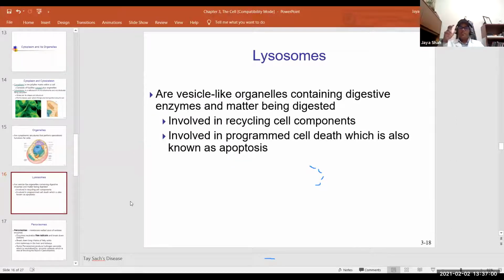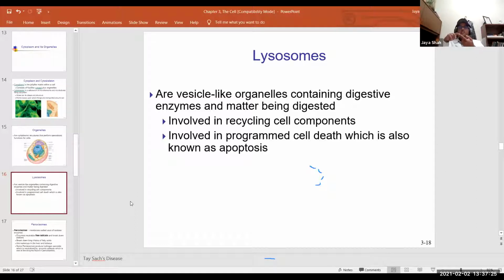And you know, enzymes are acidic in nature. So they are covered by a membrane and stored only inside the membrane. Lysosomes cannot be spread all over the cytoplasm in the cell. Otherwise, these enzymes can kill all organelles. So they are always kept inside the vesicle.